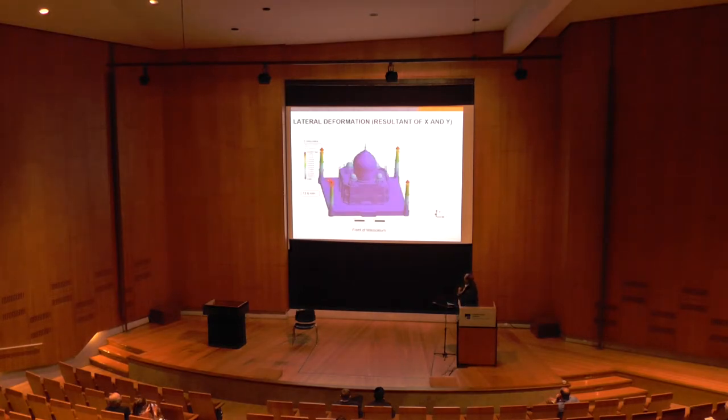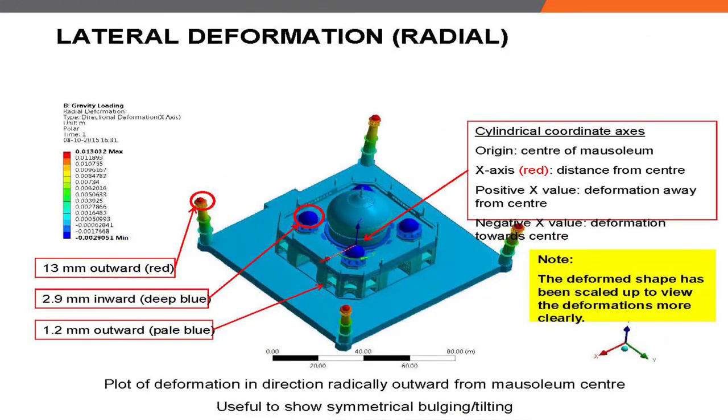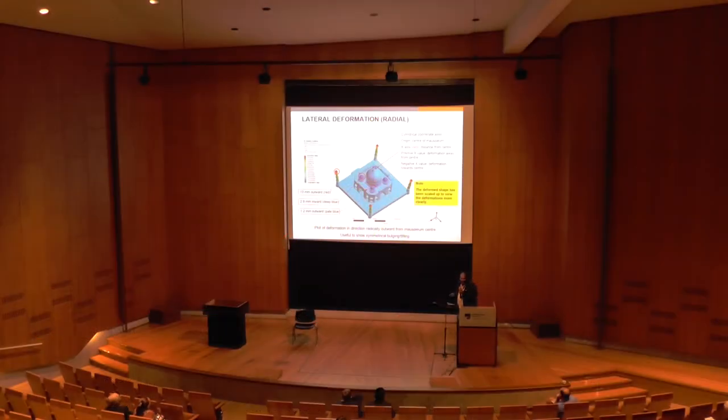So you can see, if you take full raft here, the base, the lateral deformation resultant in x and y comes to 13.6 mm. If I take the lateral deformation in the radial direction, please note that the deformation shape has been scaled. It's not that the Taj is tilting, it has only been scaled. So this is 3.0 mm outward, 2.9 mm inward, inward means towards the center, and 1.2 mm outward in pale blue.